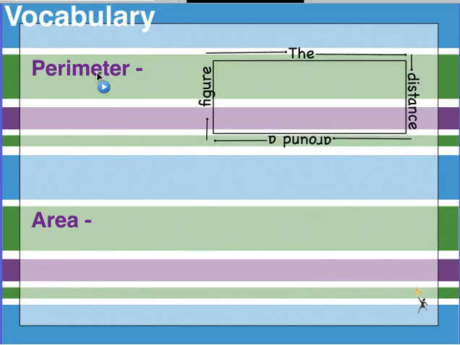One being perimeter. You should already be familiar with perimeter. Perimeter is the distance around a figure. Okay, so the distance around a figure. So if you were to walk around a park, that would be the perimeter. You're walking around the outside of it.